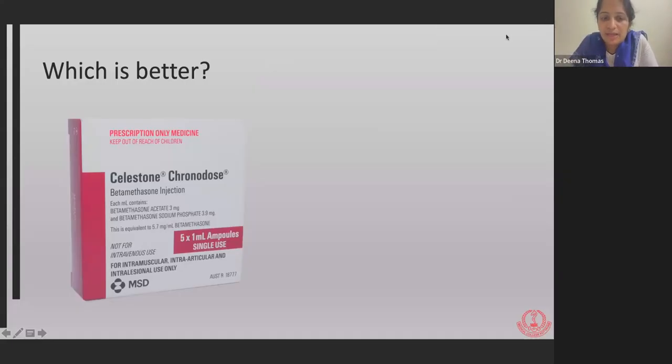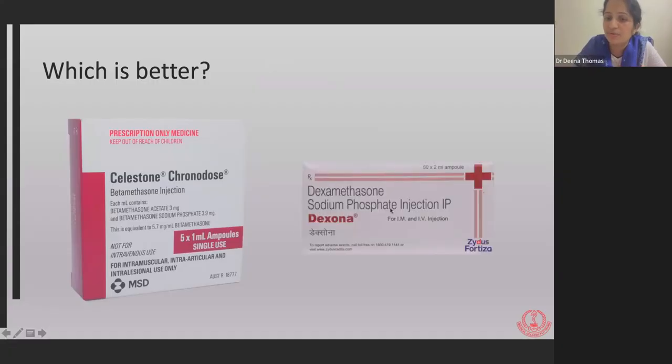So the betamethasone that we have, when we are saying betamethasone versus dexamethasone, all the studies have been done with this betamethasone. That is, it is having acetate, which is the long-acting part, and the sodium phosphate, which is the short-acting part. This combination drug is more costlier as compared to dexamethasone sodium phosphate, which is actually available to us. So this is the Dexona dexamethasone sodium phosphate, which is short-acting and is available in India. The long-acting one, that is the acetate combination, is not available in India. When you compare the price of these, there is a 30 times difference in the price.